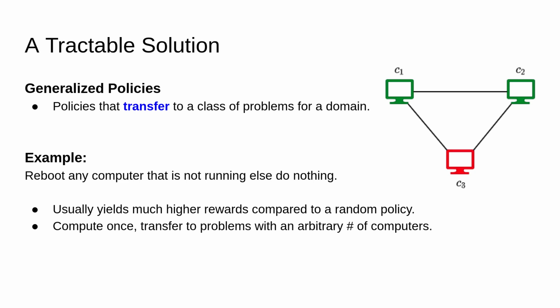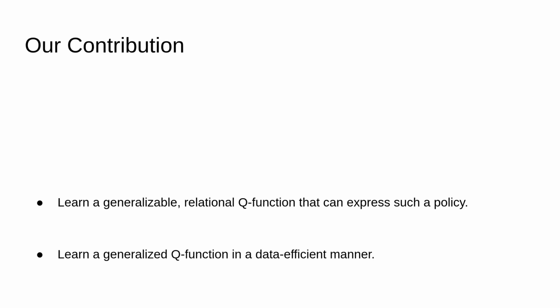One solution is to compute generalized policies, which are policies that transfer to a class of problems for a domain. For example, given the system administrator example, a generalized policy could be to reboot any computer that is not running, else do nothing. This generalized policy usually yields much higher rewards compared to a random policy. It is computed only once, and it transfers to problems with an arbitrary number of computers without any additional computation.